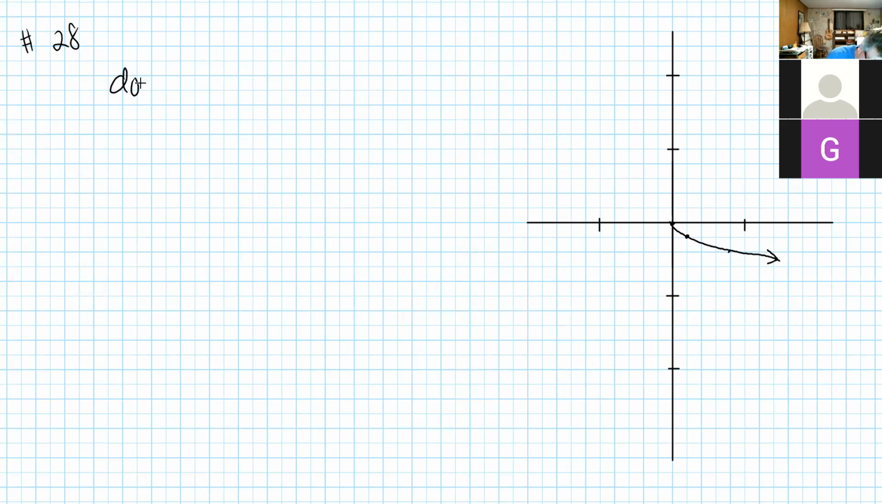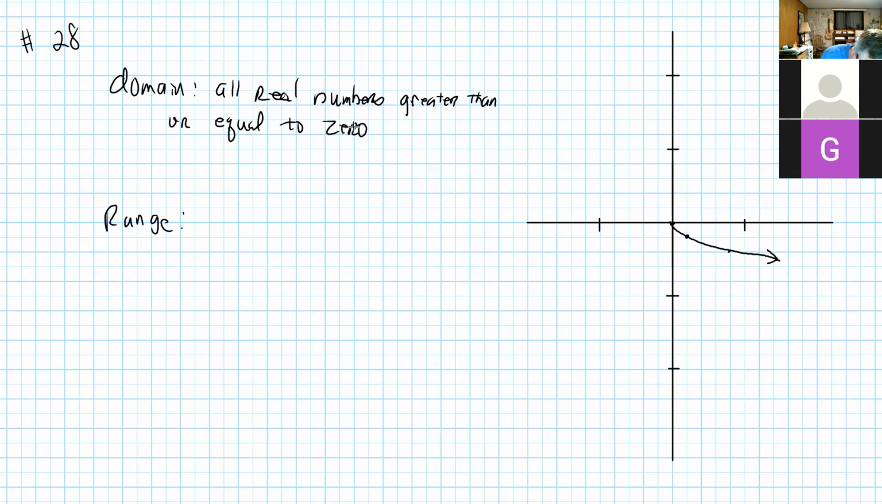28. What's the domain? Where does it start? What's the smallest domain value? 0. Okay. And from there, where does it go? All real numbers, 0 and above. Okay. So all real numbers greater than or equal to 0. So bracket 0, infinity, parentheses. Okay. What's the range?